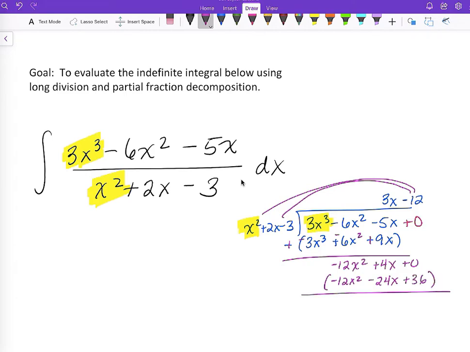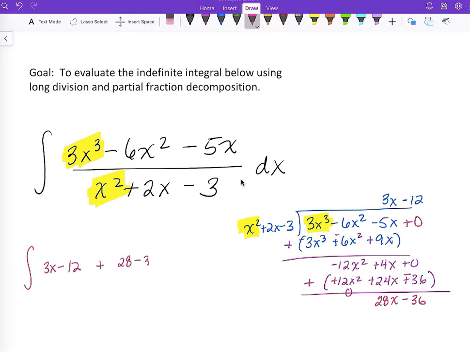And we're going to subtract. So I like to, again, add the opposite of everything. That's going to zero out. That's going to be 28x, and that's going to be a minus 36. Okay, at this point we can't really divide anymore. This is our remainder. So we're going to simplify this. It's going to be the integral of 3x minus 12, and then plus 28x minus 36, which still needs to get divided by our x squared plus 2x minus 3, all dx.